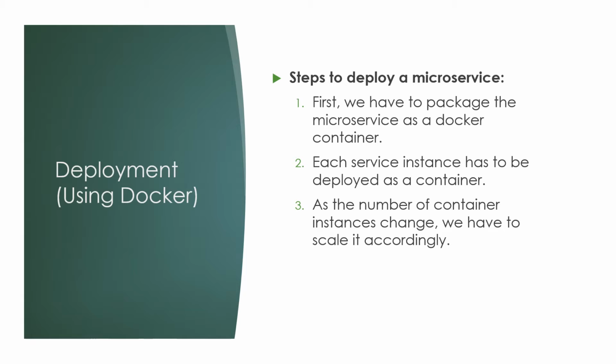Here we are explaining the steps to deploy microservices using Docker, which is an open source engine that lets developers and system administrators deploy self-sufficient application containers in a Linux environment. The key steps to deploy using Docker are: first, we have to package the microservice as a Docker container. Then each service instance has to be deployed as a container. As the number of container instances changes, we have to scale accordingly. The building, deploying, and starting of microservices will be much faster as we are using Docker containers.